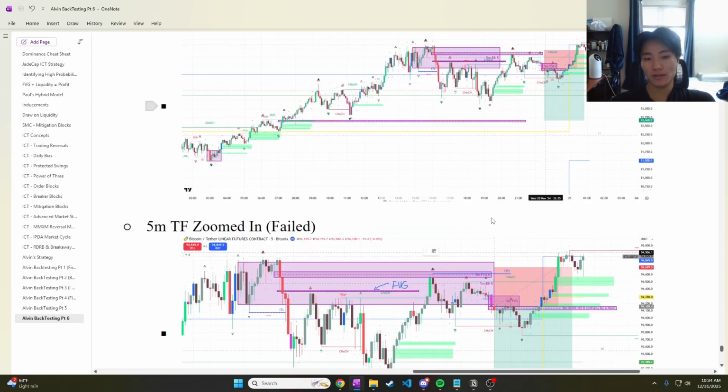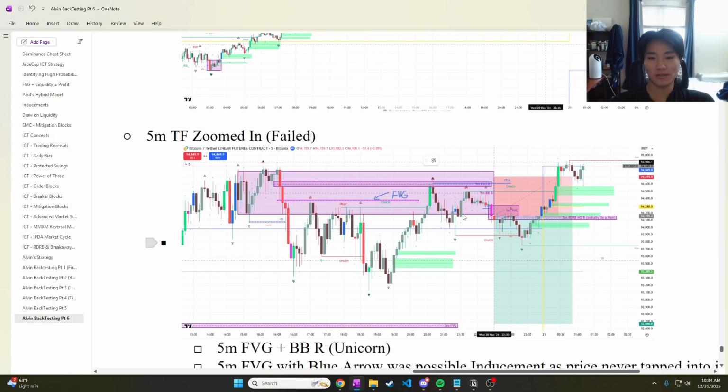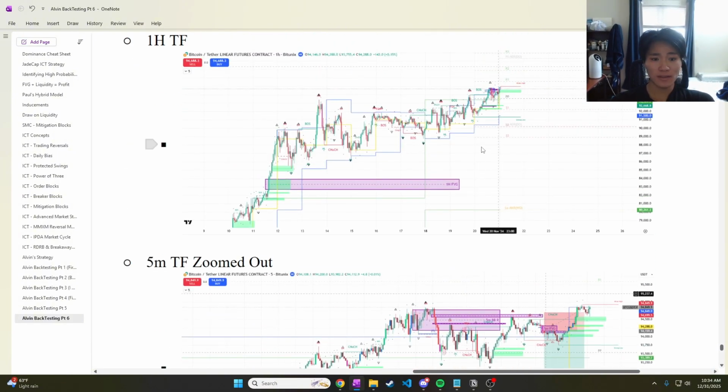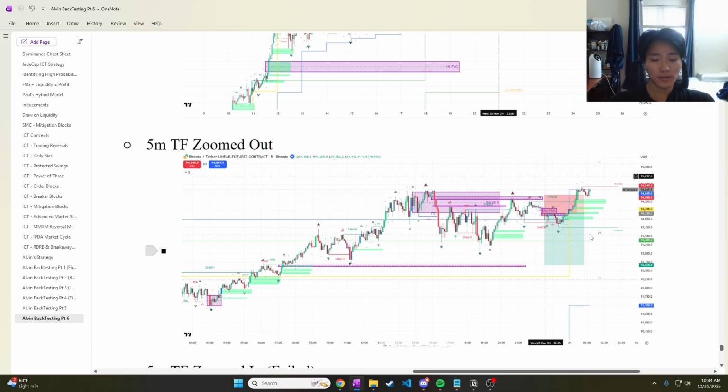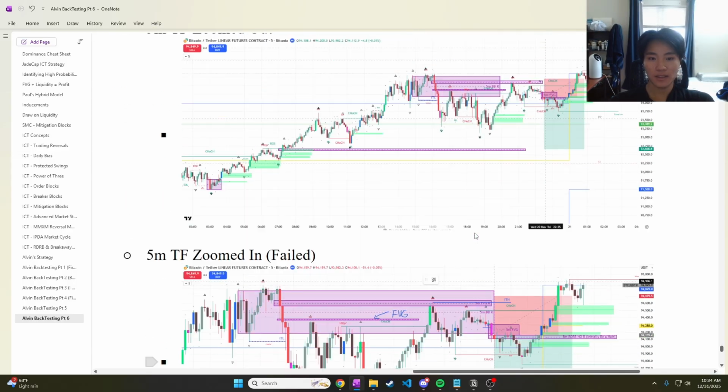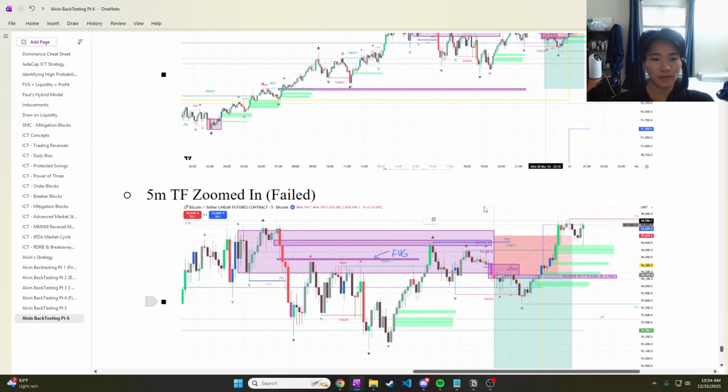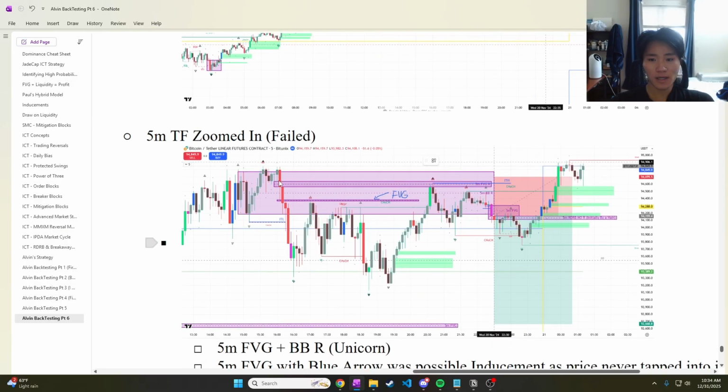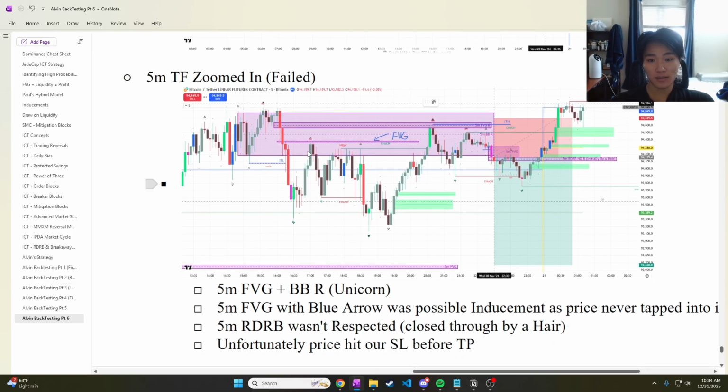I'm 0 for 3 at this point. This is 0 for 4. I know the system has good risk to reward, so I just sucked it up and tried again. Still trying to frame a reversal. FEG being respected. FEG being used as inducement because this didn't tap into it. Respect the breaker. Yep.